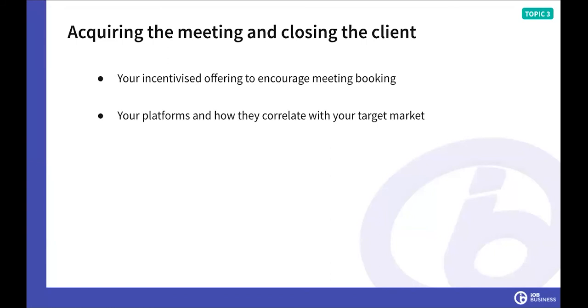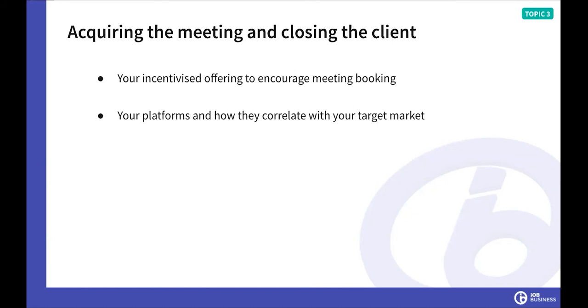Now, next up, acquiring the meeting and closing the client. Consider your platforms and how they correlate with your target market. So if your target market is, say, ages 25 to 55, located in a local city of yours, this is something you're going to have to consider: how do we get in front of these people? Taking into account your platforms and how they correlate with your target market, we have to assess where these people are going to spend most of their time.